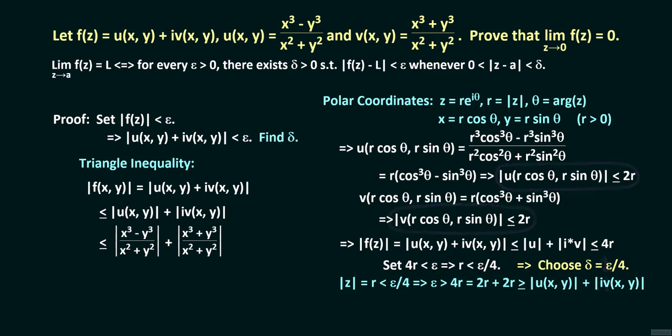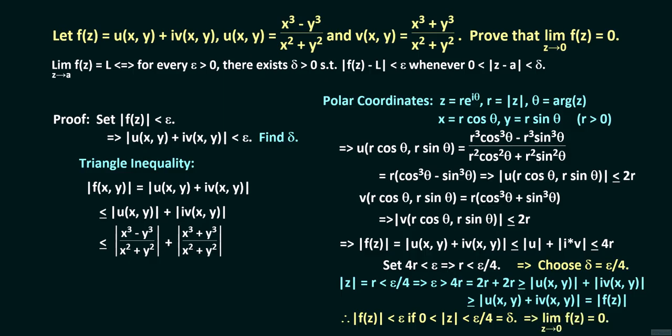Because of the triangle inequality, this last sum is greater than or equal to the absolute value of the sum of u and I times v. U plus I times v, of course, is f of z. So by transitivity, the absolute value of f of z is less than epsilon whenever 0 is less than the absolute value of z, and the absolute value of z is less than epsilon over 4, or delta. Therefore, the limit of f of z is 0 as z tends to 0.